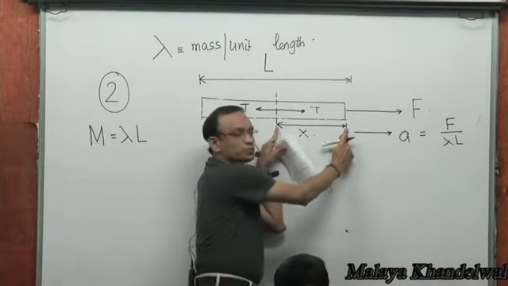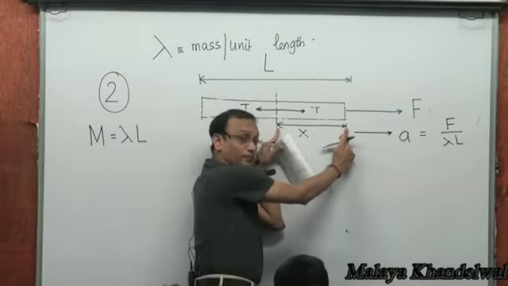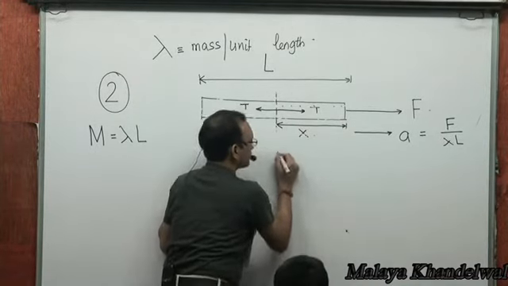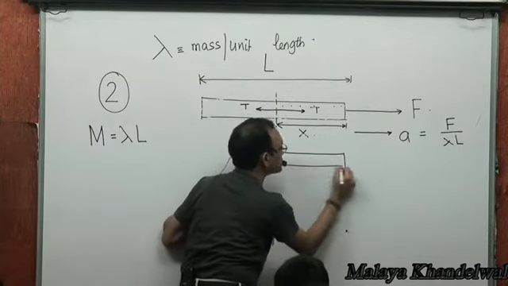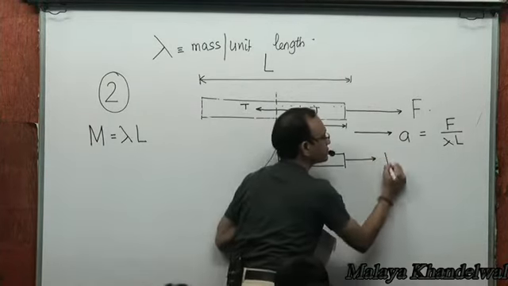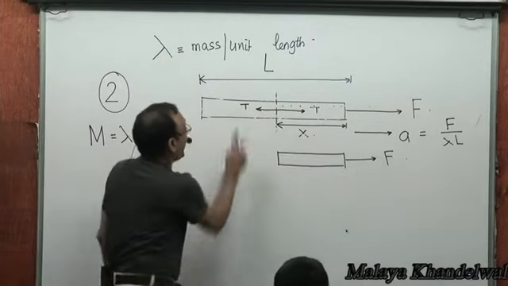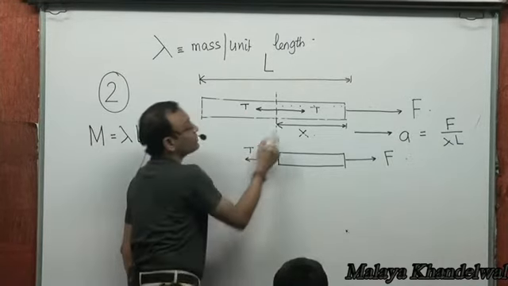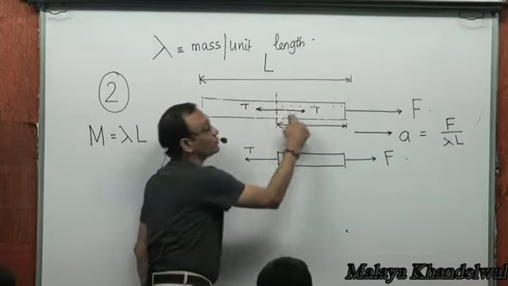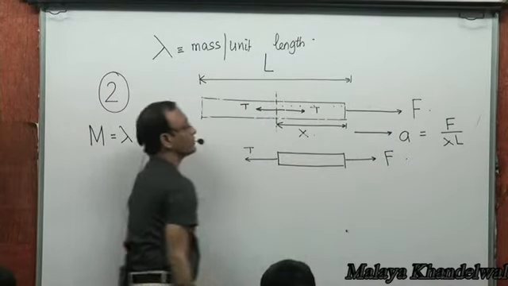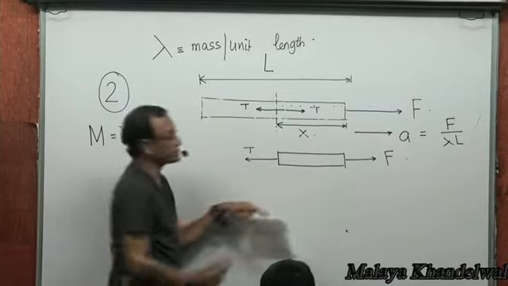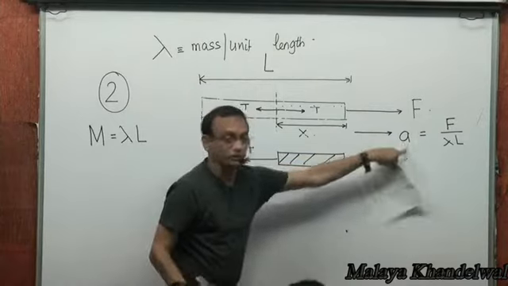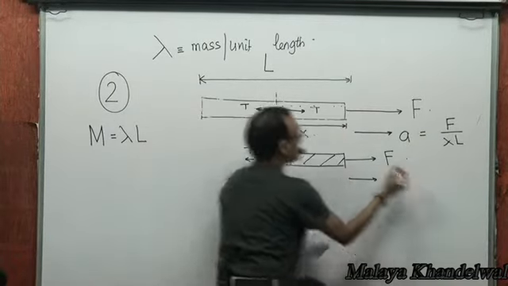So let me look at this portion of the rope and draw its free body diagram. There would be a force F to the right, and a force T to the left. If I had drawn the free body diagram of the other portion, there would be only one force, T to the right, right? Now, under the influence of these two forces, this portion will have the same acceleration A to the right.